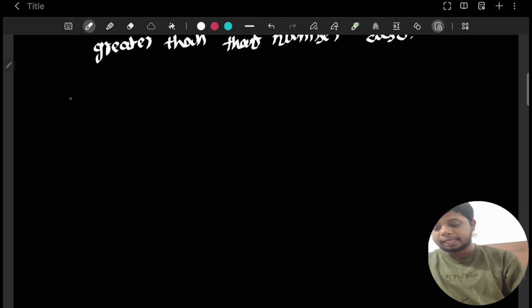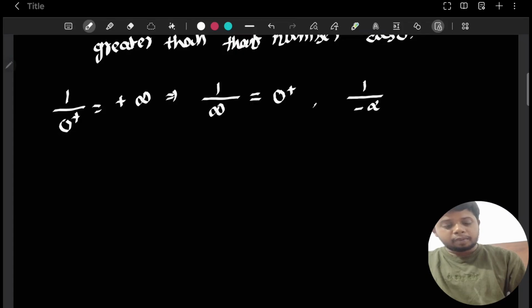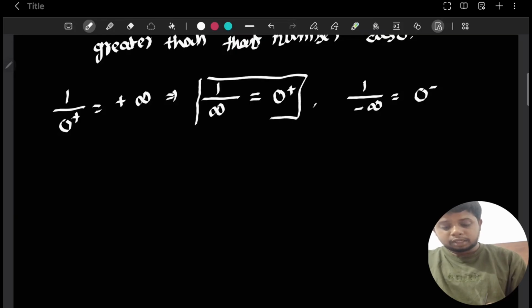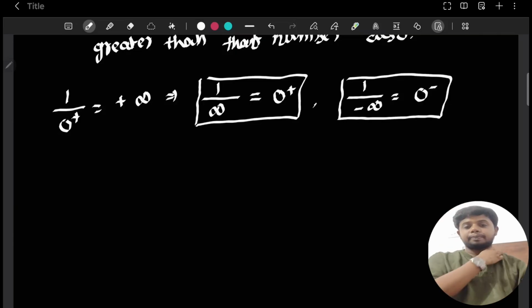So can we say that 1 by 0 plus is equal to plus infinity? That will imply if I take any big positive number in the denominator, I'll get the number 0 plus, which is nearer to 0 from the right side. And if I take that number in the denominator as minus infinity, I'll get 0 minus, that is the number which is nearer to 0 and as small as possible. I hope you have understood this, because this is so important to find the indeterminate forms.